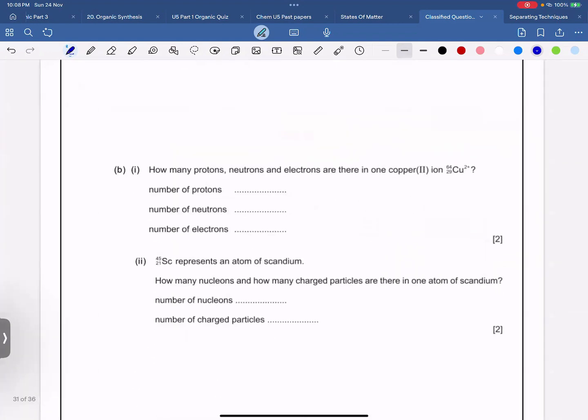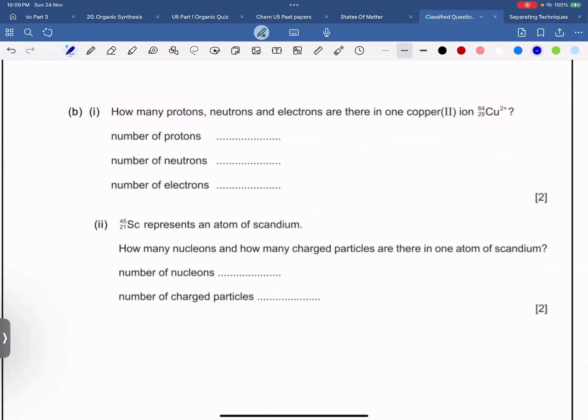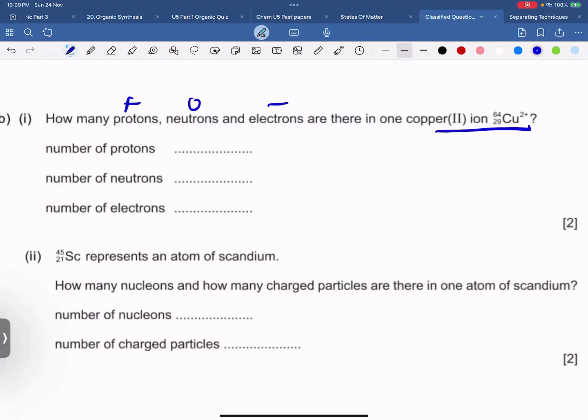The next question, how many protons, neutrons, and electrons? Remember, protons positive, neutrons 0, electrons negative. In a copper ion, ion means unequal number of protons and electrons. In this case, protons more than electrons by 2. So number of protons is going to be 29. And number of neutrons, 64 minus 29, which is going to be 35. And the number of electrons, lost 2 electrons, positive 2, protons more than electrons by 2, so it's going to be 27 electrons.